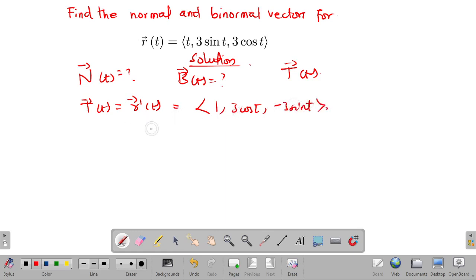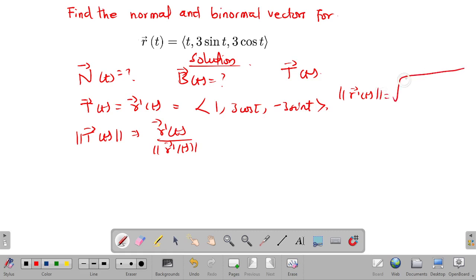Once you have this, the next thing to do is find your unit tangent vector, which describes the direction, and that is what we need in particular. So this is going to be r prime of t over the length of r prime of t. So we only have to find the length. The length of r prime is the square root of 1 squared plus 3 cos t squared plus negative 3 sine t squared.